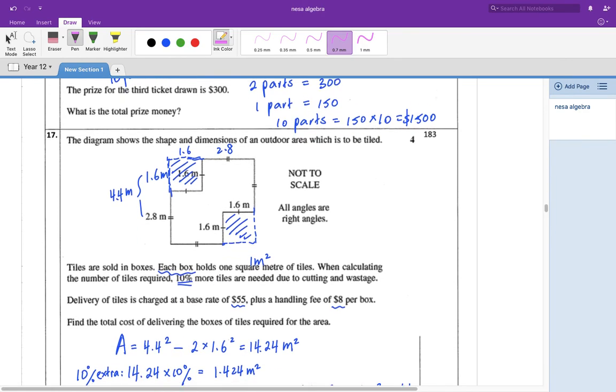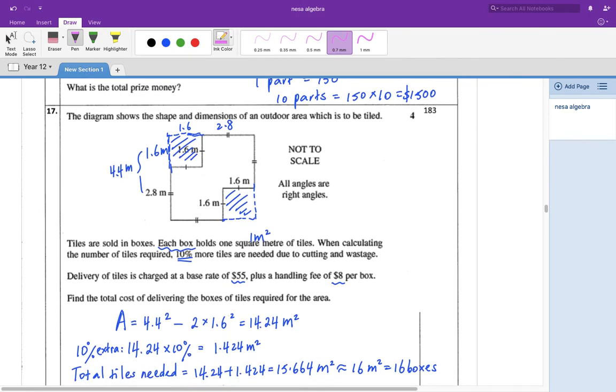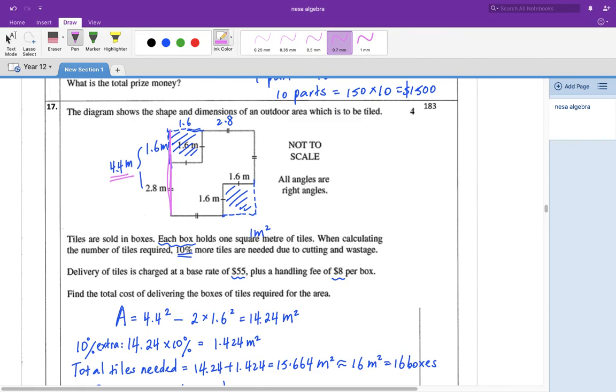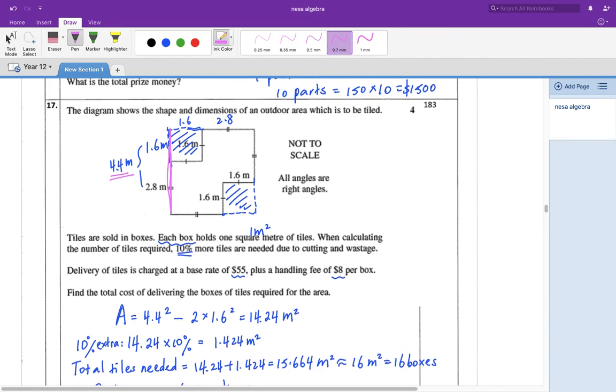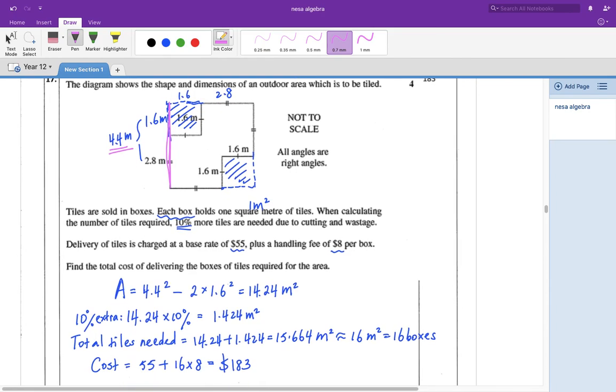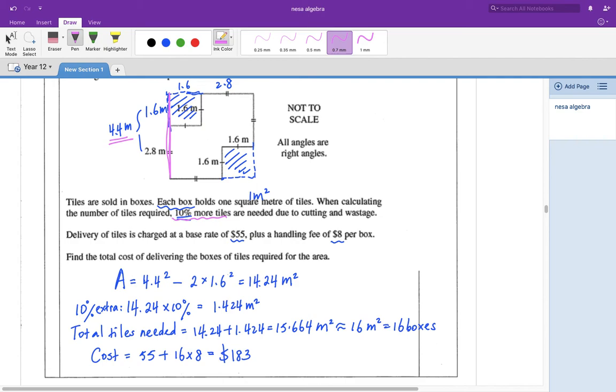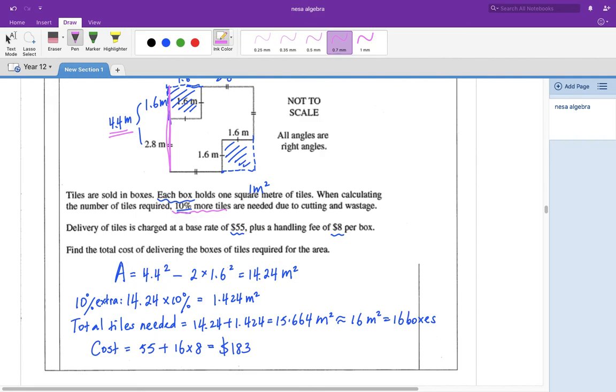Question 17, so I completed this square, and I saw that the whole side is 2.8 plus 1.6, which is 4.4. So the square is 4.4 squared minus the 2 parts that I don't need, and they're also squares. So it's 14.24 meters squared, but it says I need 10% extra tiles. So I do 10% times this to find out how much extra I need to prepare. So the total needed is how much you actually need plus the extra. So this is the backup, right? So in total you need this much.